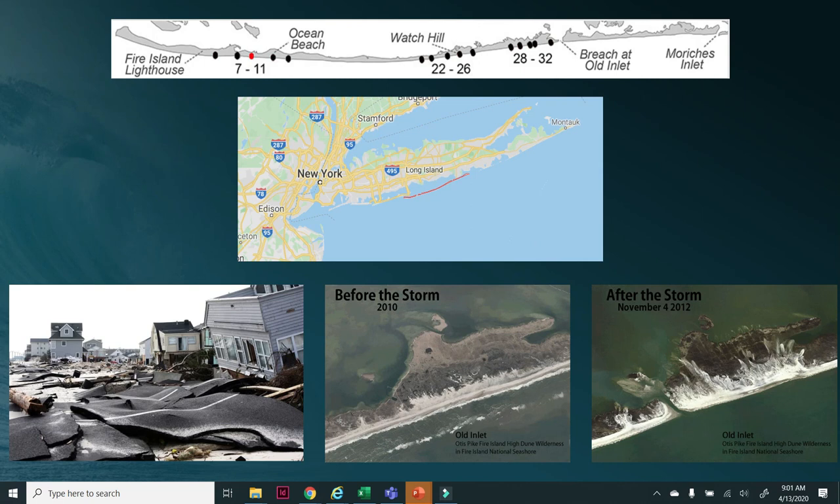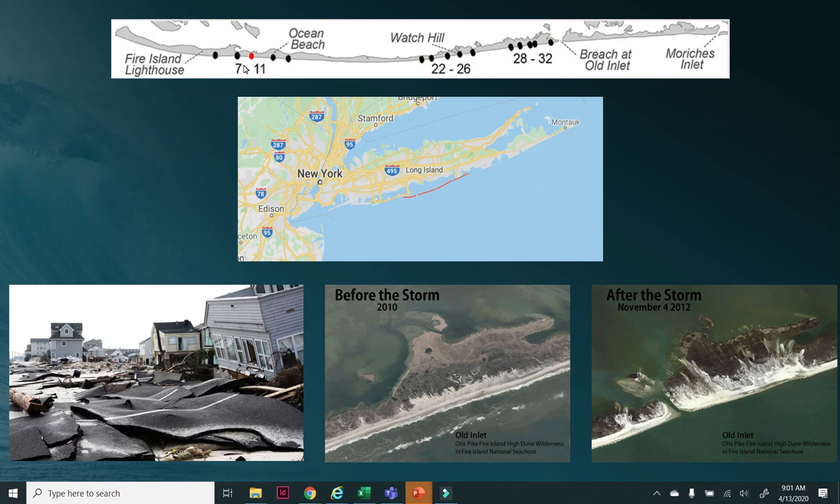So we're looking at a beach that is on Long Island. So here's New York City, okay, New Jersey, Connecticut, and here's Long Island. And this is called Fire Island right here. And here's more of a close-up of it. So it's a barrier island.